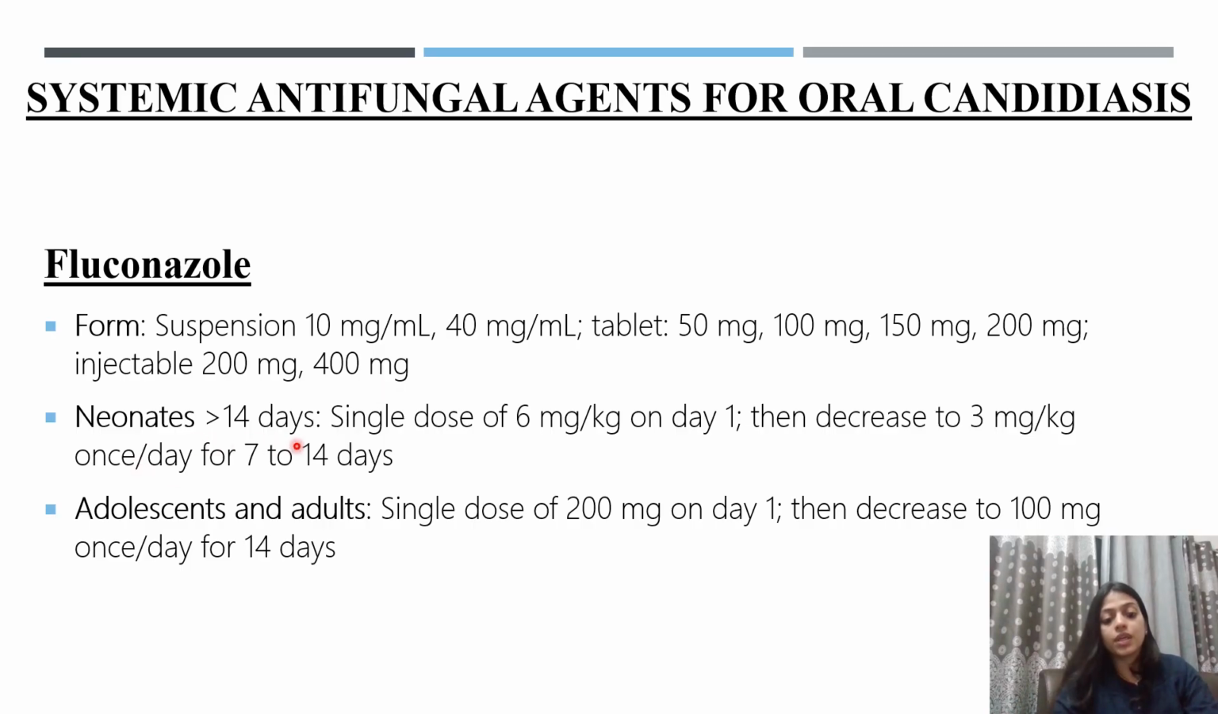Okay, in neonates, single dose of 6 milligram per kg on day 1, and then it is decreased to 3 milligram per kg once a day for 7 to 14 days. And in adolescents and adults, single dose of 200 milligram on day 1, and then it is to be decreased to 100 milligram once a day for 14 days.